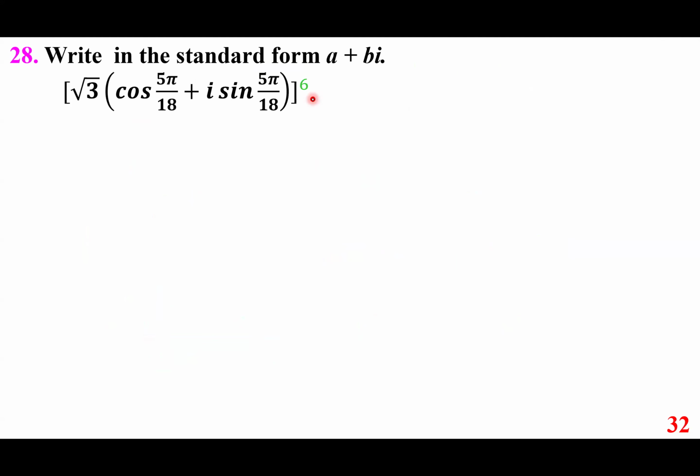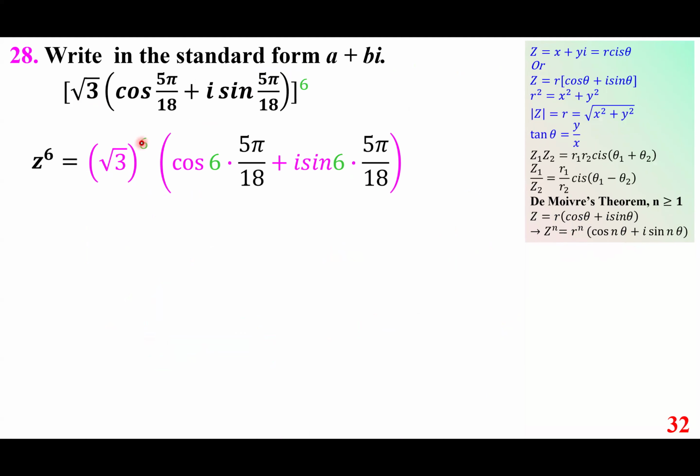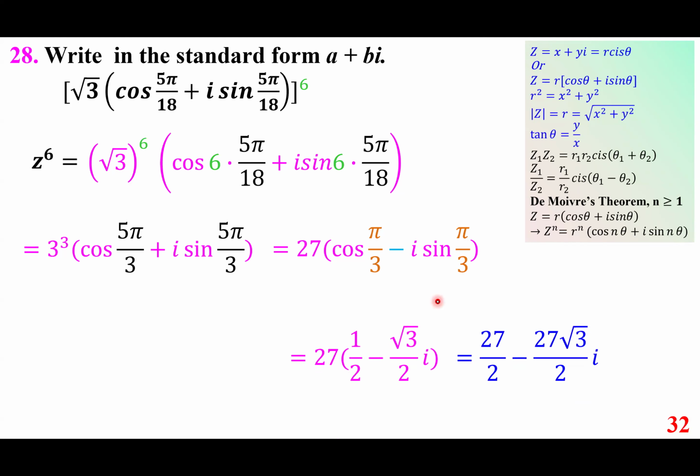What about this one, raising it to the power of 6? We use De Moivre's theorem. According to De Moivre's theorem, if you want to raise this to the power of 6, you multiply the argument by n. So this means 3 cubed, and this means 6 goes away, 18 becomes 3. So 5 pi over 3 is the same as pi over 3 for the reference angle. Cosine is positive, sine is negative. 3 cubed is 27. So 27 times 1/2 minus square root of 3 over 2 times i, and this is what we get: 27 halves minus 27 square root of 3 over 2 times i.